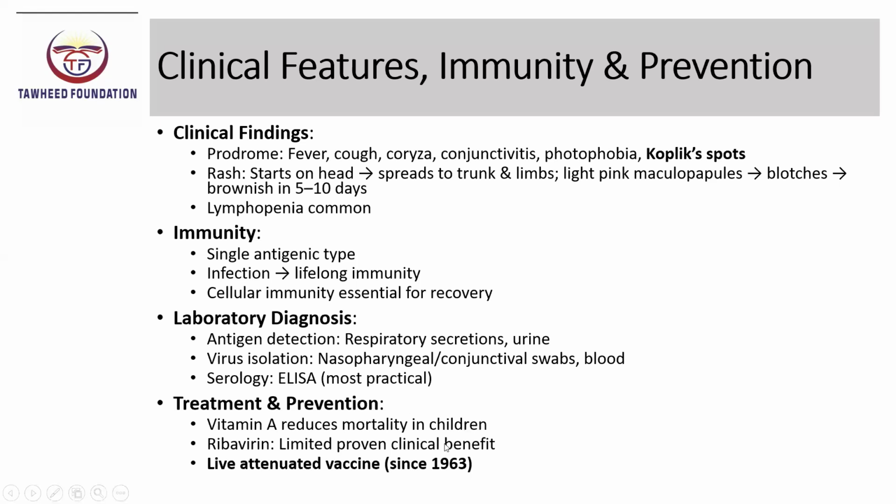Treatment and prevention control. Vitamin A treatment in developing countries has decreased mortality and morbidity. Measles virus is susceptible in vitro to inhibition by ribavirin, but clinical benefits have not been proved. A highly effective and safe attenuated live measles virus vaccine has been available since 1963.